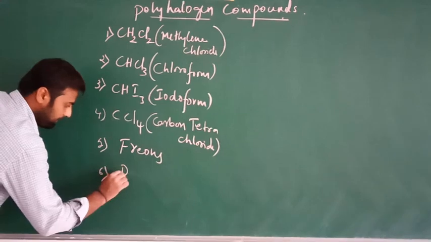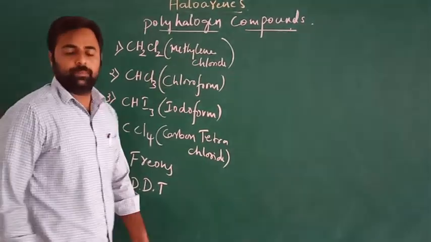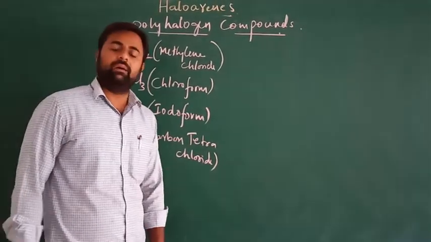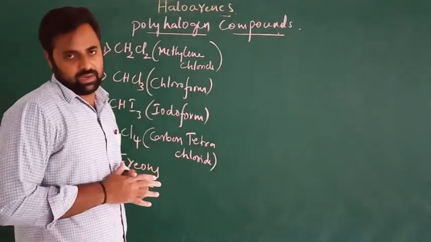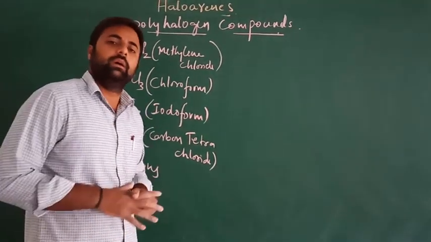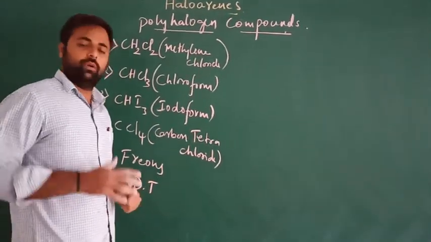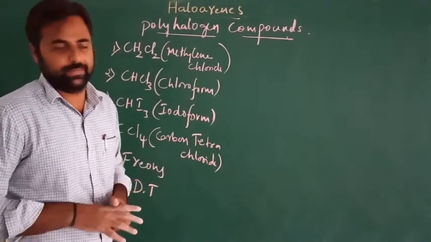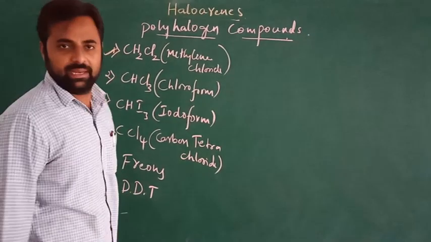And lastly, DDT. These are all the polyhalogen compounds. Let us discuss one by one. Now I'll give you very simple information about these compounds. One use along with one environmental effect. For these compounds, if you want more information, you can go through the NCERT book or even in our notes also. Right. The first one is methylene chloride.